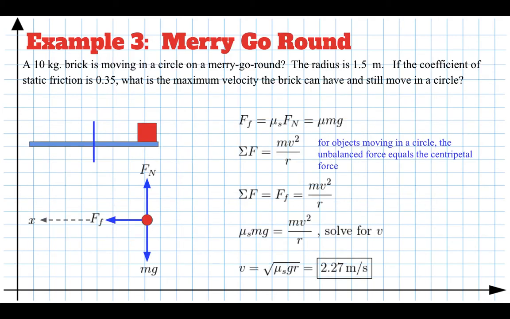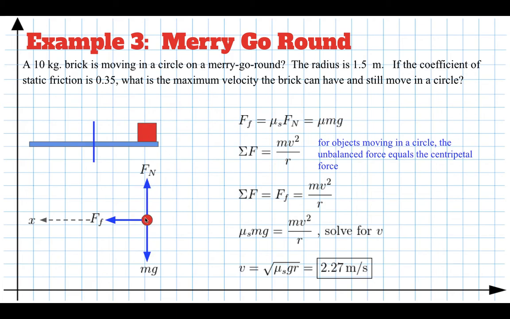All right, let's solve one more example problem. Suppose I have a brick and it's moving on a merry-go-round. The radius is 1.5 meters, and I tell you the coefficient of friction between the brick and the merry-go-round, and I want to know how fast can you spin the merry-go-round so that the brick will stay on. If you spin it too fast, the brick will fly off.